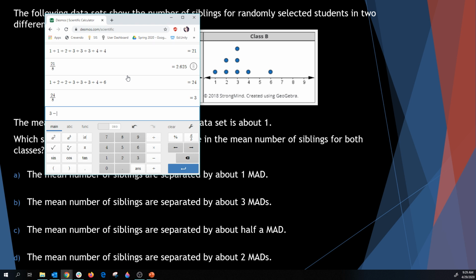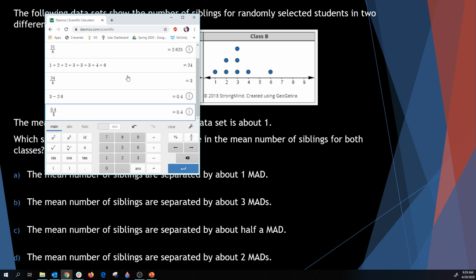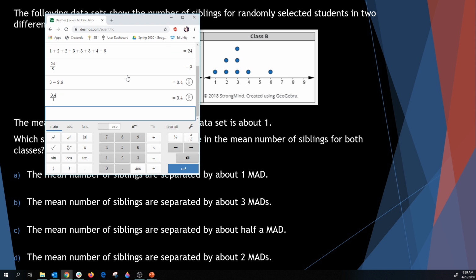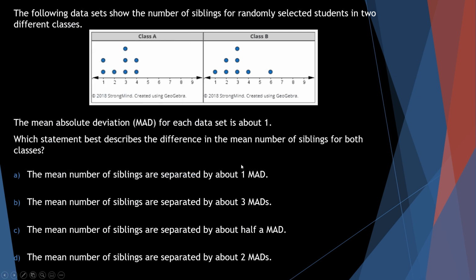So let's do that subtraction. 3 minus 2.6 gives me 0.4. And if I take the difference and divide it by my MAD, which is what we're supposed to do when we're trying to figure out how far apart they are, I get 0.4. So 0.4 isn't one of these numbers, but it is very close to about half. So the mean number of siblings would be separated by about a half of a mean absolute deviation.